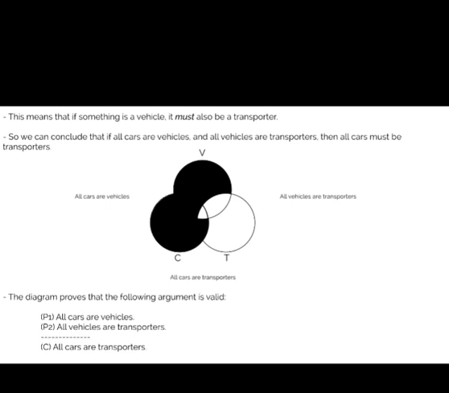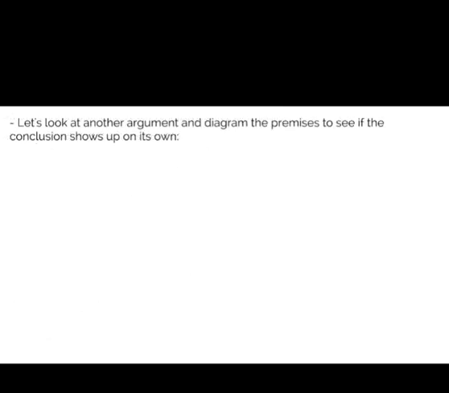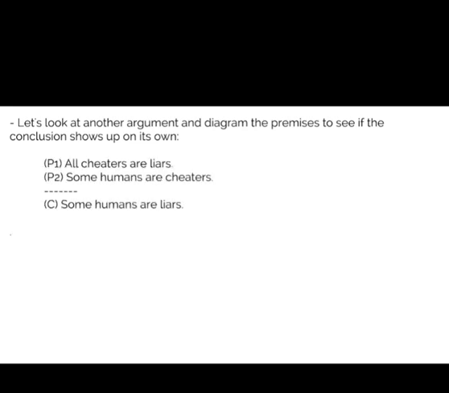Okay. Yeah, we'll do another one for sure. So let's start this time with the whole argument. I just wanted to start with just the premises, and then you could see that a conclusion did show up. Usually we'll start with a whole argument. We've looked at this one before, I think. All cheaters are liars. Some humans are cheaters, so some humans are liars.